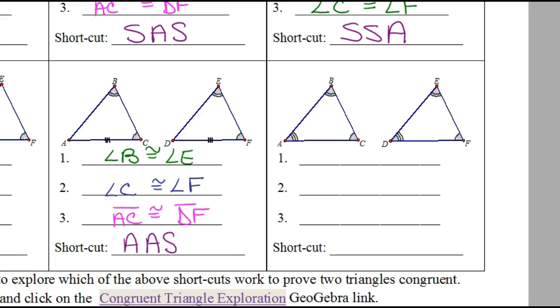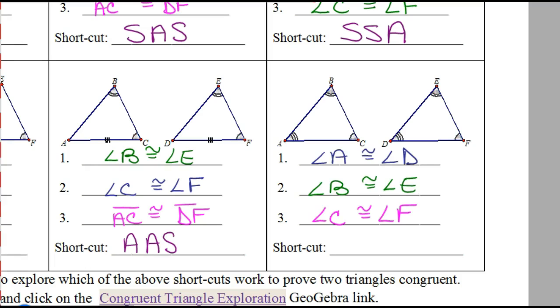For our 6th combination, list the corresponding parts that are congruent. This abbreviation is angle, angle, angle. Just knowing that all 3 sets of angles are congruent, is that enough to show that the 2 triangles are entirely congruent?